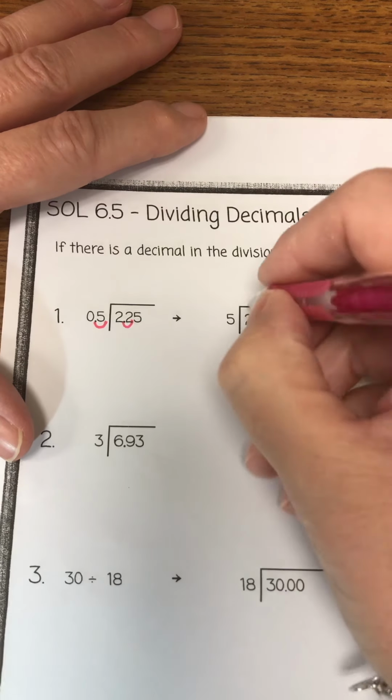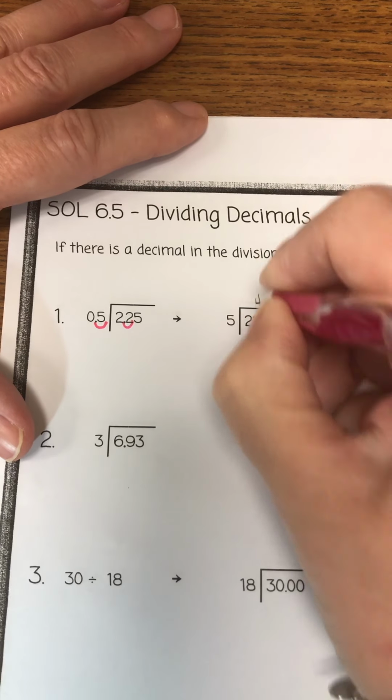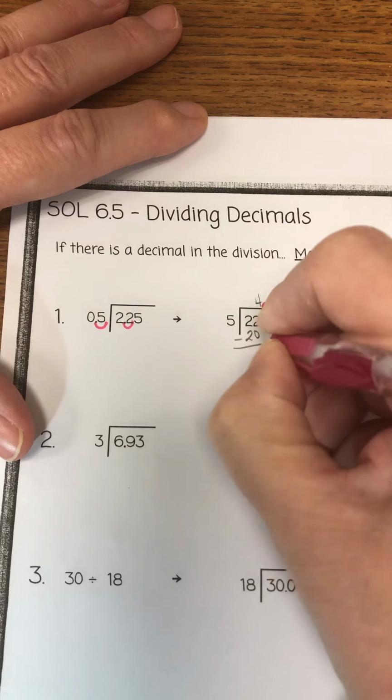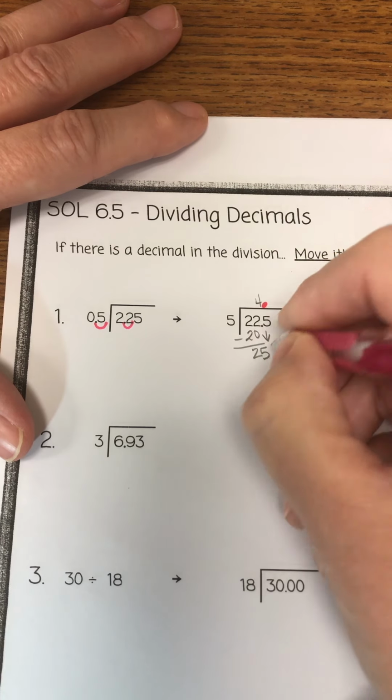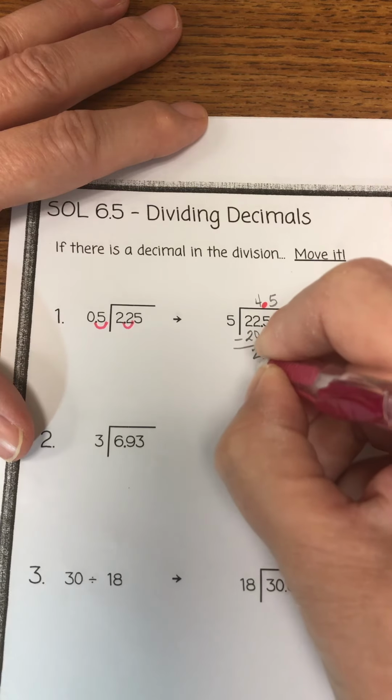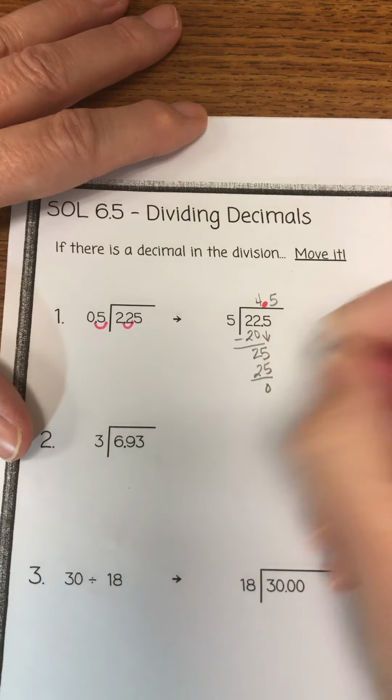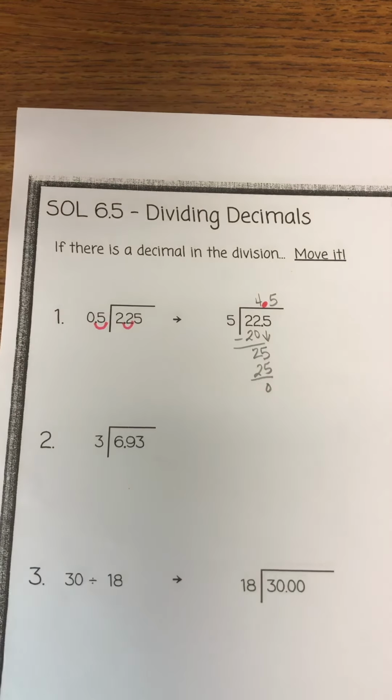5 will go into 22 4 times. Of course, that's 20. Don't forget to bring down your 5. 5 will go into 25 5 times, and it ends at 0, which is nice. It's a nice terminating decimal.